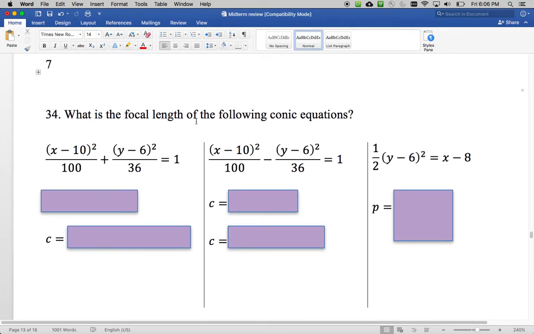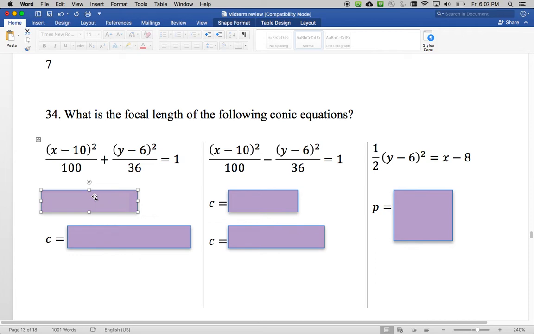What is the focal length of the following conic equations? So we have 3 different conic functions. This one is an ellipse because of the plus sign, a hyperbola because of the minus sign, and a parabola because we do not have an x squared term.